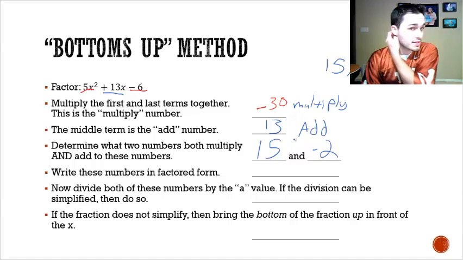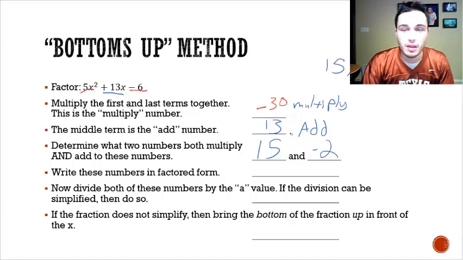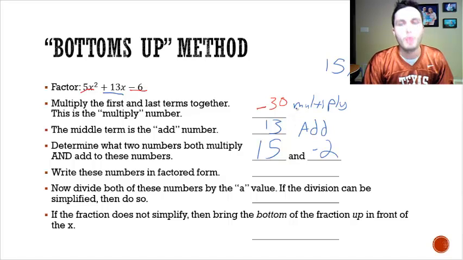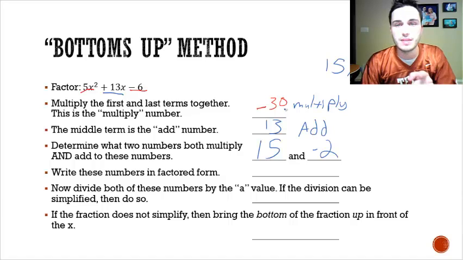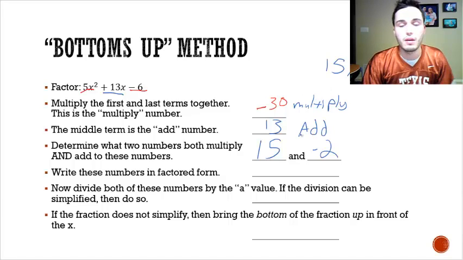So this process is a little bit of a guess and check method. You have to look at your multiply number and your add number. You just have to sit there and think, okay, just name anything that multiplies to, in this case, negative 30. I said 10 and 3, and I was wrong, because they don't multiply to make negative 30. But 15 and negative 2 both multiplied and added to these numbers, so that's what we were looking for.